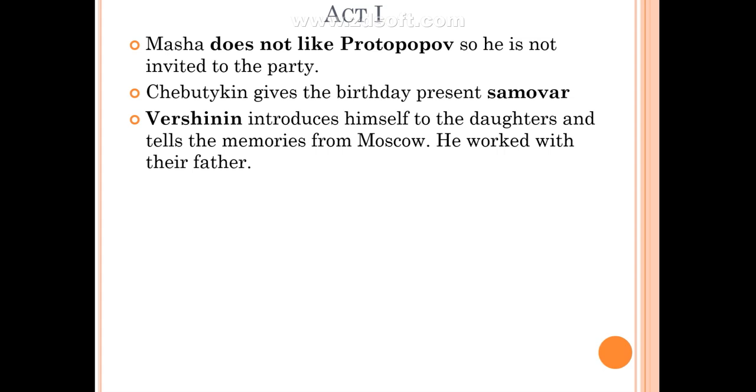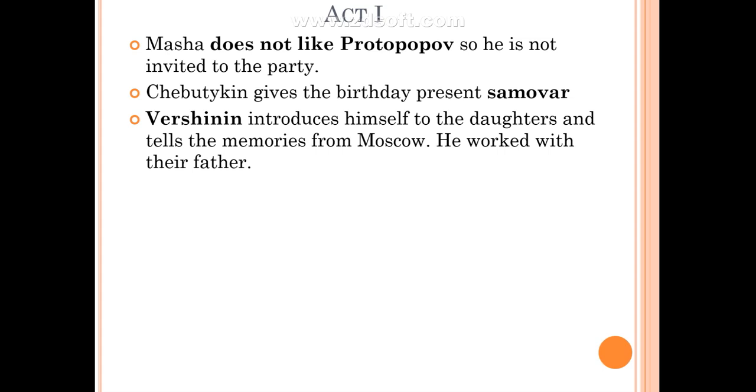See, Vershinin and Mr. Prozorov, they worked together in one office. And Vershinin says, I recall you three sisters, right? I cannot recall your names, but I can recall your faces. Here we can say Vershinin makes these three sisters remember the memories of Moscow. Now they are remembering the memories of Moscow, and again they are passionately longing to go to Moscow. They want to return to Moscow.